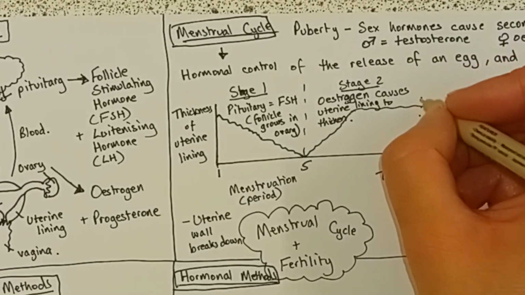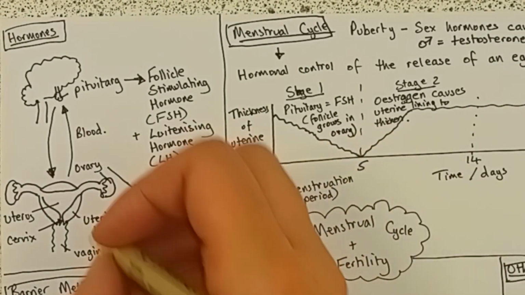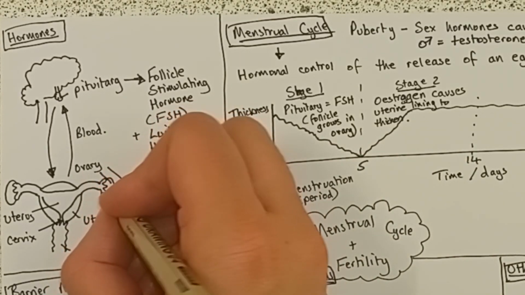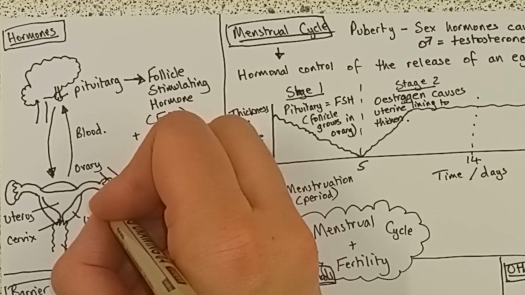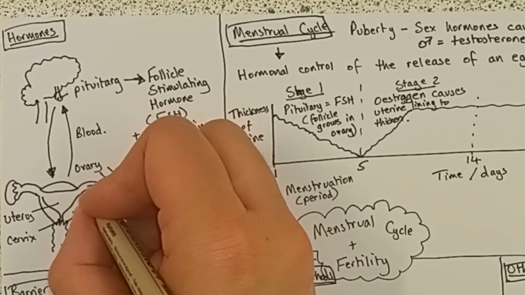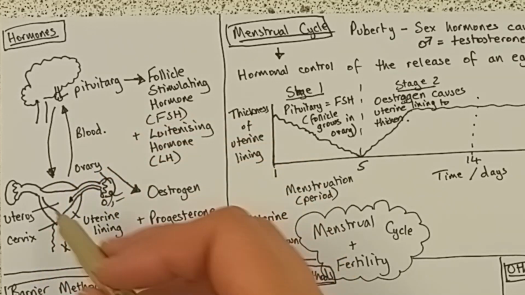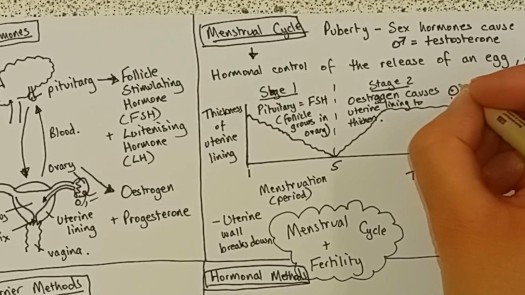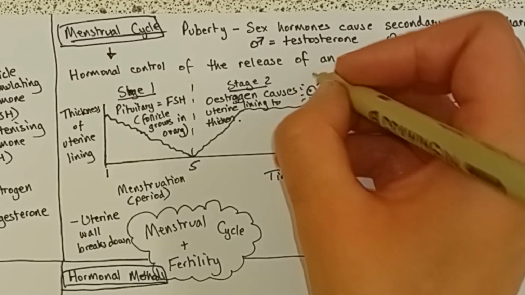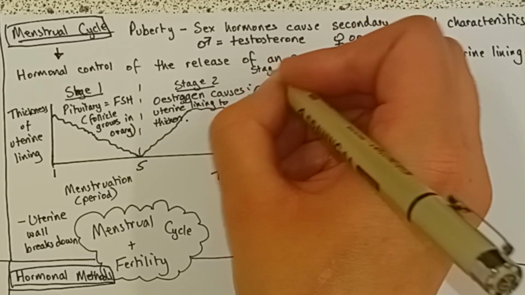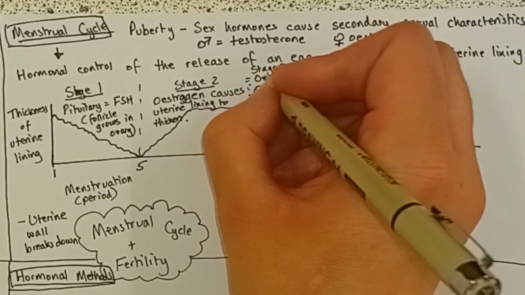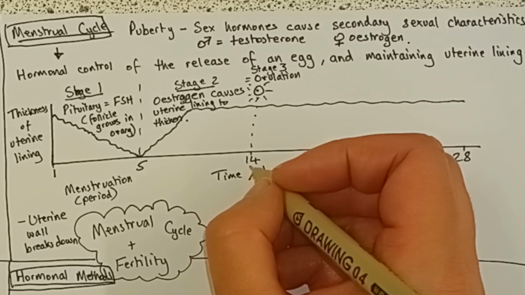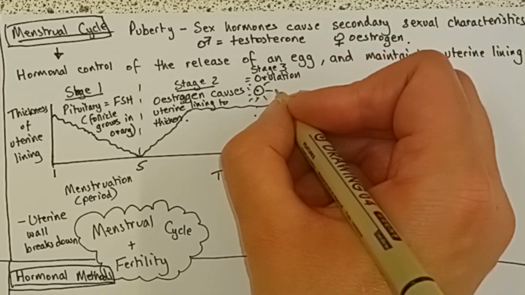Stage 3 then is ovulation. Ovulation is when an egg is released from the ovary. So if we were to draw it on here, it would burst out and it would pass along the fallopian tube back into the uterus. So that is ovulation. So let's draw an egg. Pop, out it comes. Ovulation usually happens around about day 14. It's controlled by the hormone, luteinizing hormone.